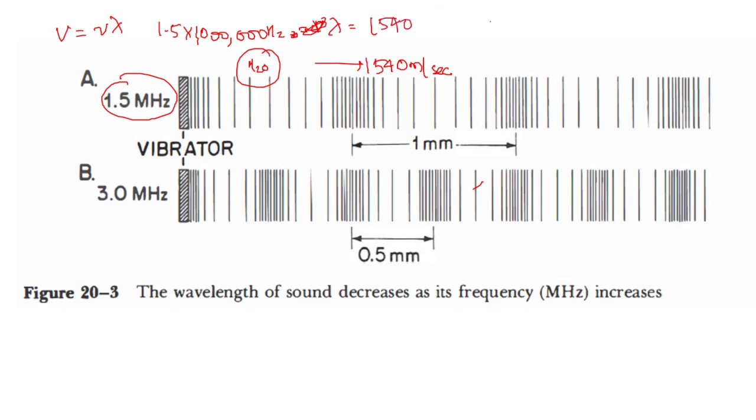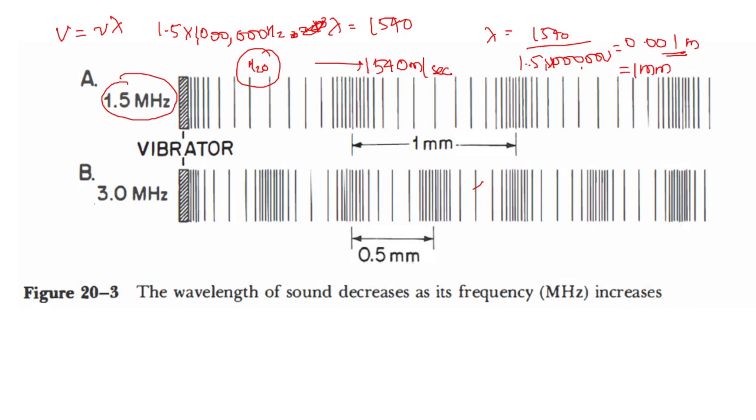So the wavelength we get is 1540 by 1.5 million, which is almost 0.001 meters. Therefore, the wave can propagate through 0.001 meter, that is equal to 1 millimeter, in the available time before a new wave starts. That is, the wavelength will be almost 1 millimeter. Before a new wave starts, the wave propagates for 1 millimeter.